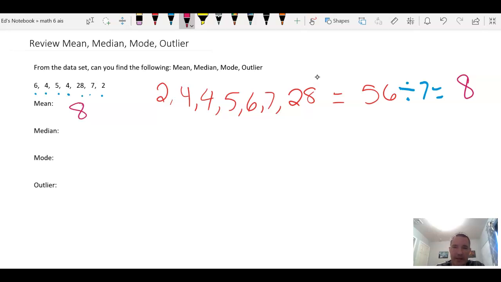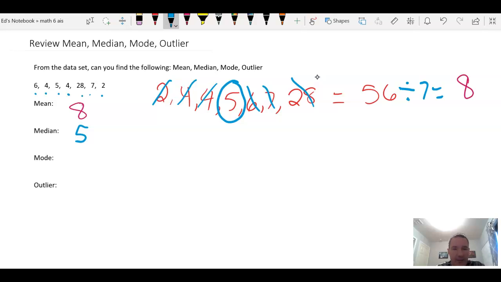So to find the median, I can use what I just did: put them in order, find the median, and I'm going to cross out the smallest and largest. Do it again. I'll do it one more time. In this case, there's only one number as the median, so 5 is the median. If we had 2 numbers in the middle, we would have to add them up and divide by 2. But in this case, there's only one, so it's nice and easy.